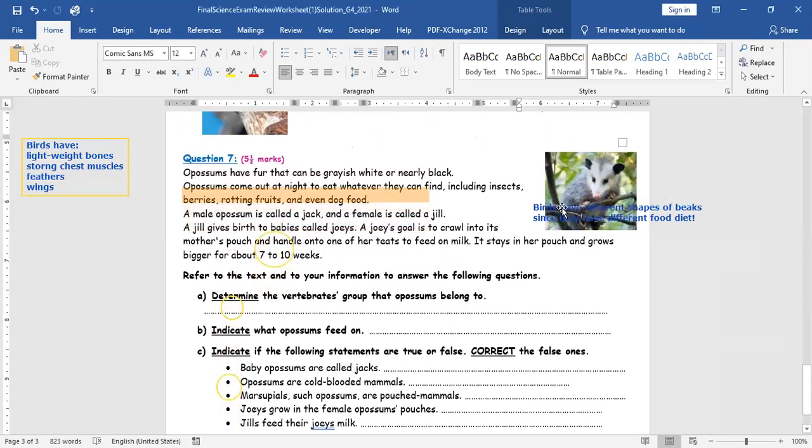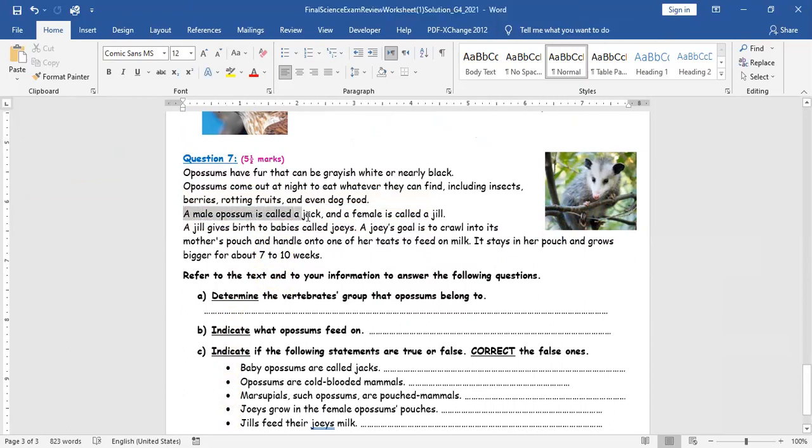In this question, we're talking about opossums. Look at the figure. The figure shows an opossum. These animals have fur. Their fur can be gray, white, or black. They come out at night to eat whatever they can find. Insects, berries, fruits, even dog food. The male opossum is a jack. The female is a jill. The babies are the joeys. The joeys grow in their mother's pouch and they stay there. They feed on milk and they grow bigger for about 7 to 10 weeks.